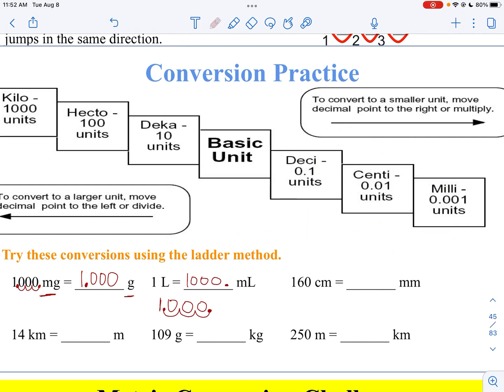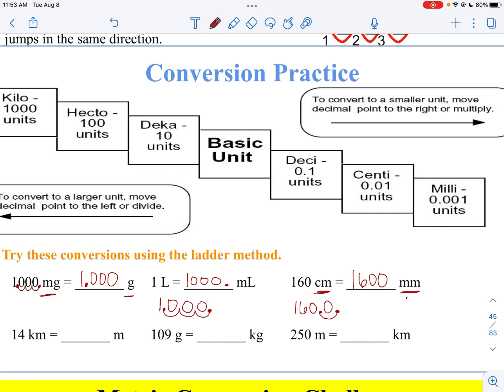Okay, let's look at another one. Centimeters to millimeters. Centi to milli, that's just 1 step to the right. So that means I just need to move my decimal place 1 step to the right. I'm going to write it down here so I can actually see. So there's my decimal. It's at the end, it's invisible. I'm going to move it here to the right. I give myself 1 goose egg. So my new number is 1,600.